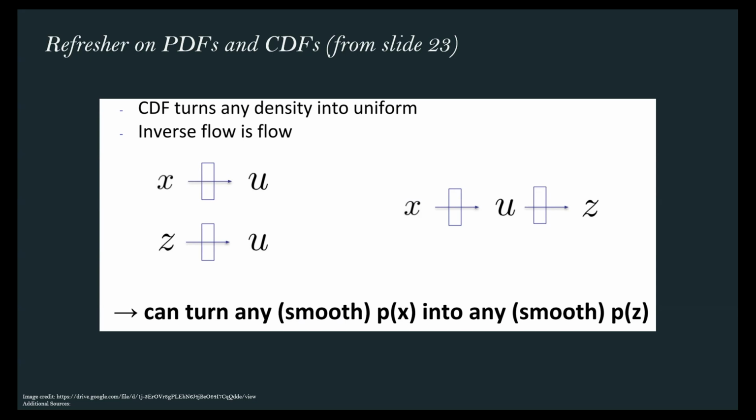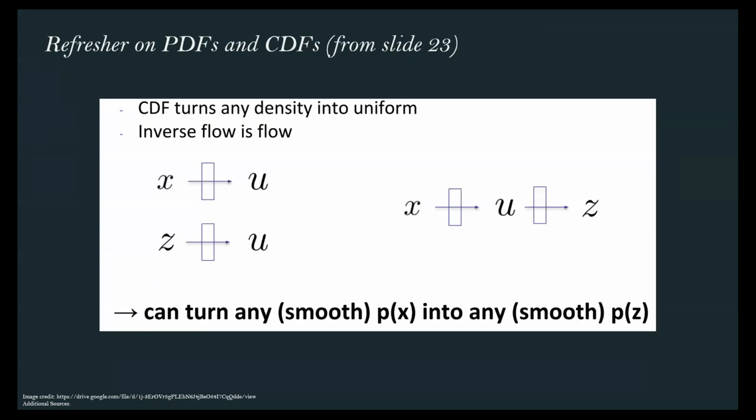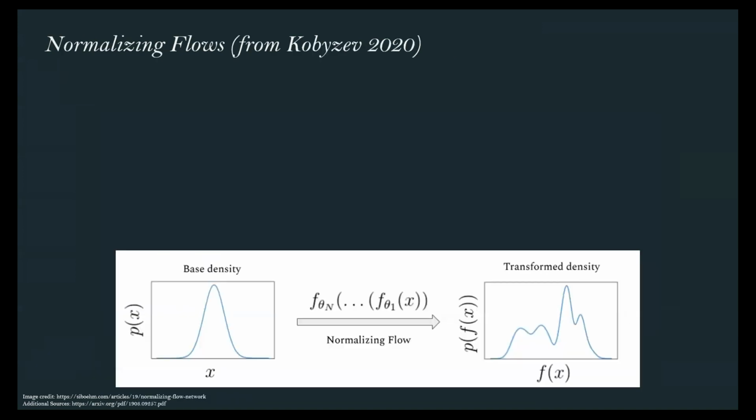So then the question is, how complicated can we get here? So this is cool. This is a nice little proof. We can turn any smooth PX into any smooth PZ. But yeah. So let's see where this goes.